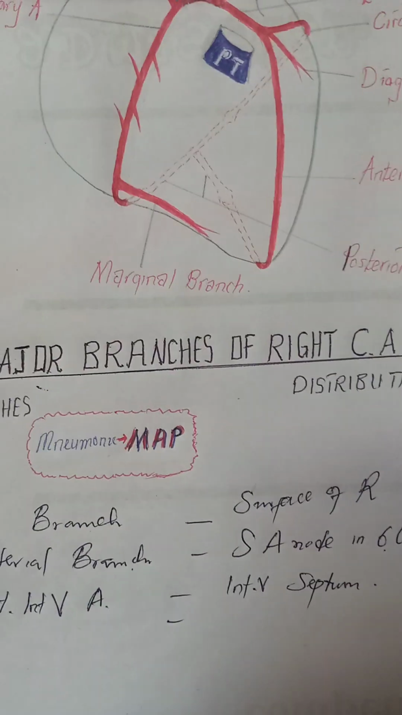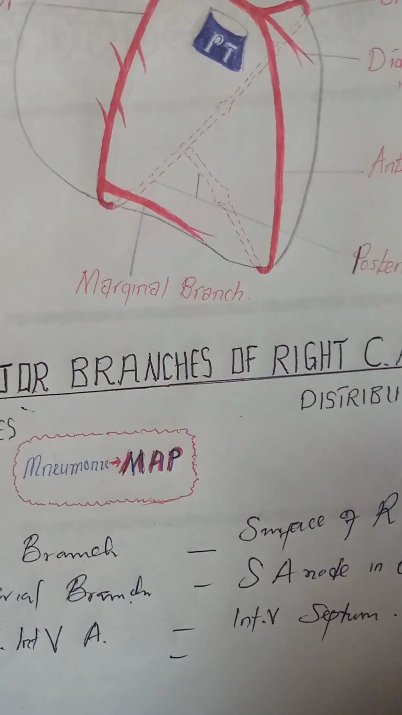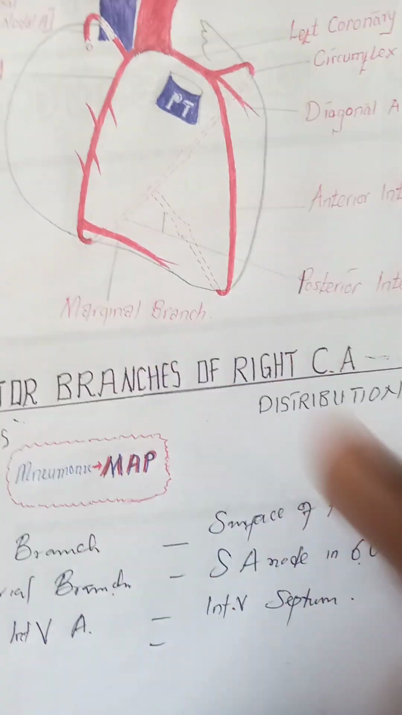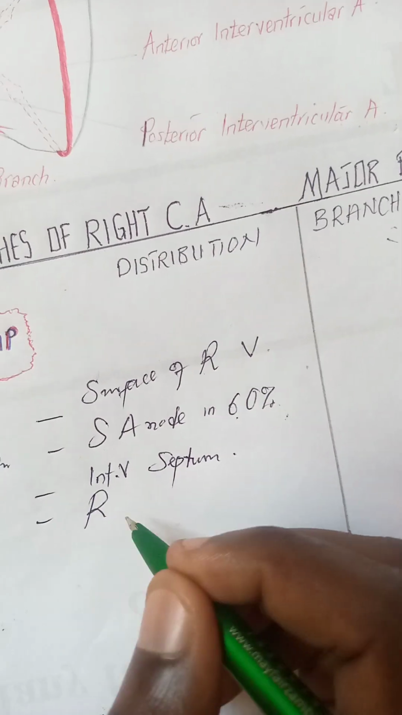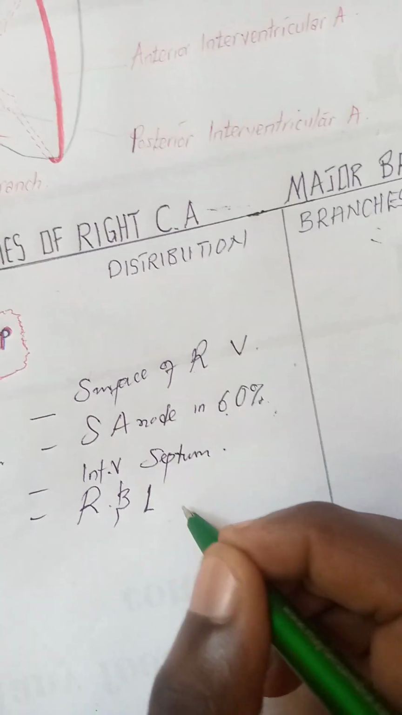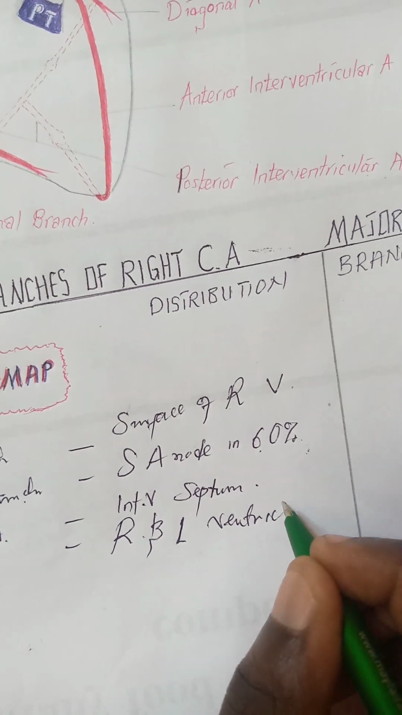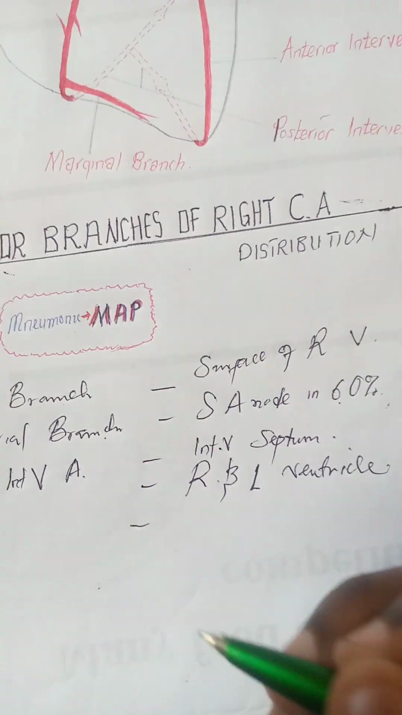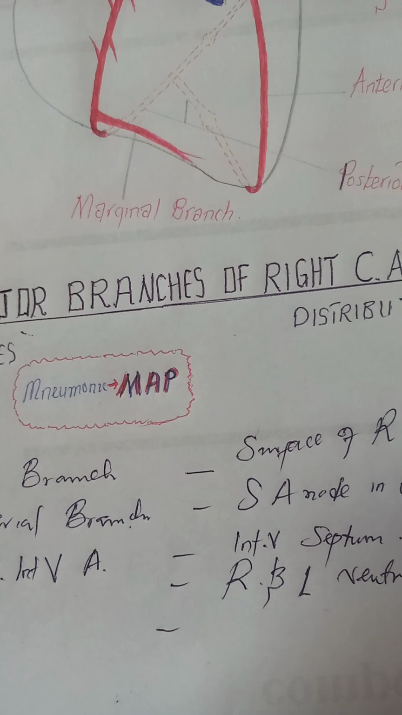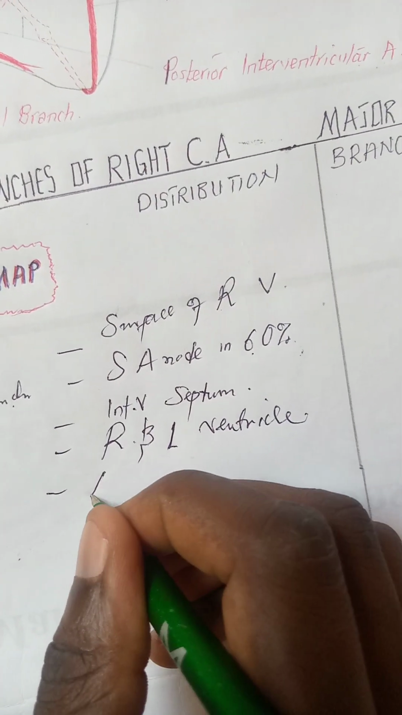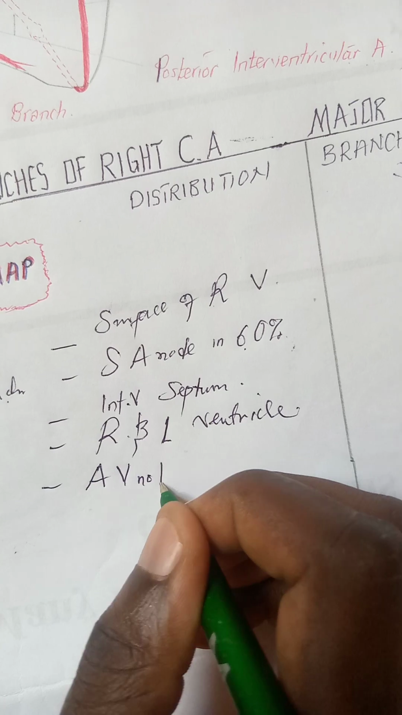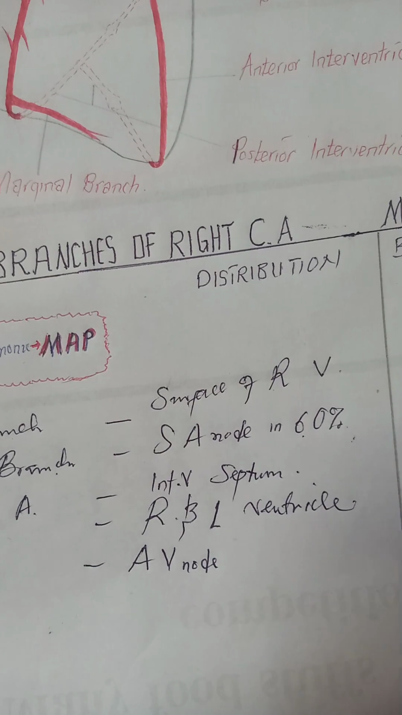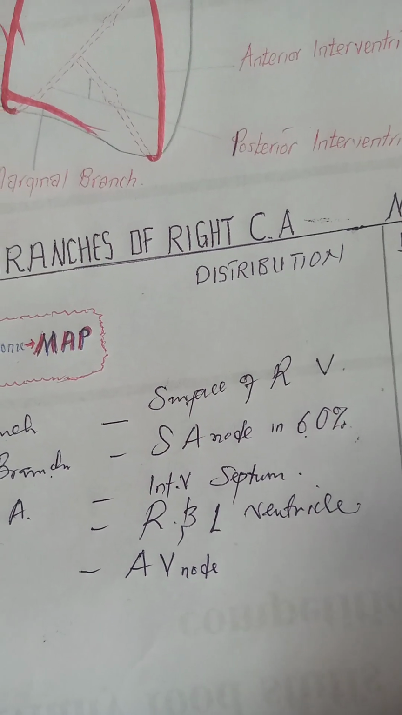It also supplies, as you can see here, the left and right ventricle. So it supplies the right and left ventricle. Don't worry about my handwriting. Then it also supplies the AV node. This is what is important: the posterior interventricular artery supplies the AV node in about 60% of cases.